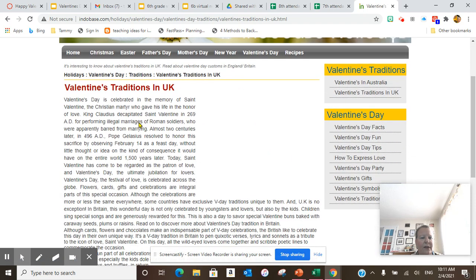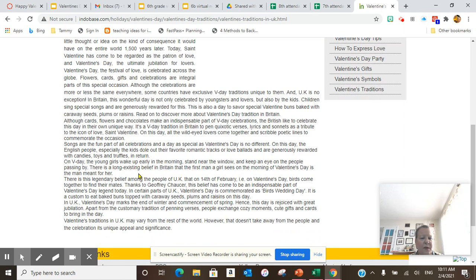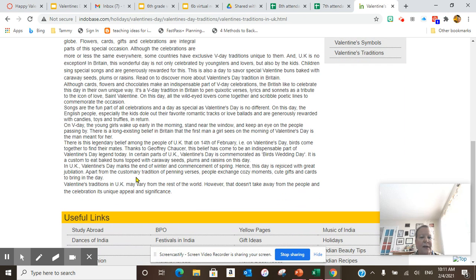And you can read through this. And it will tell you some interesting facts. For example, it's a day to savor special Valentine's buns, baked with caraway seeds, plums, or raisins. Read more to find out more. Songs are a special event. Young girls wake up early, stand near the window, and keep an eye on people passing by.